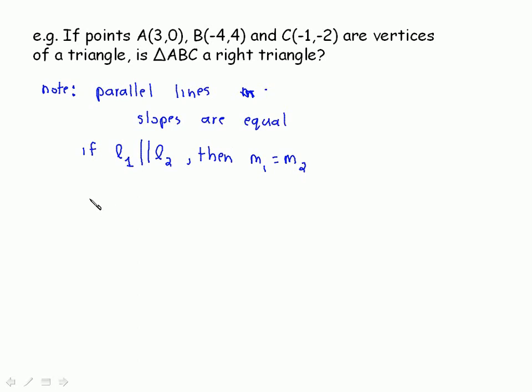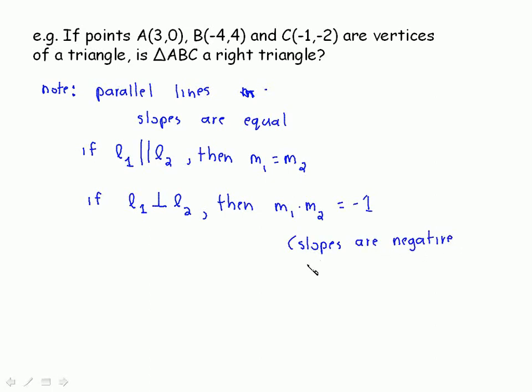But with respect to perpendicular lines, if line 1 is perpendicular to line 2, then M1 times M2 is equal to negative 1. And that simply means slopes are negative reciprocals of each other. So you flip them over and you change the sign. And that would mean that the product is negative 1.